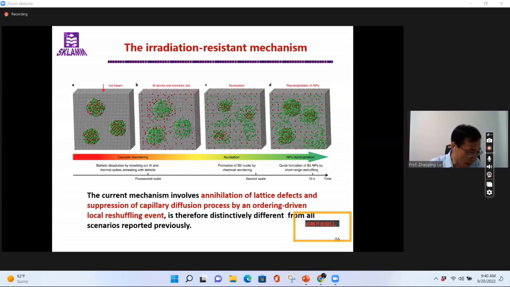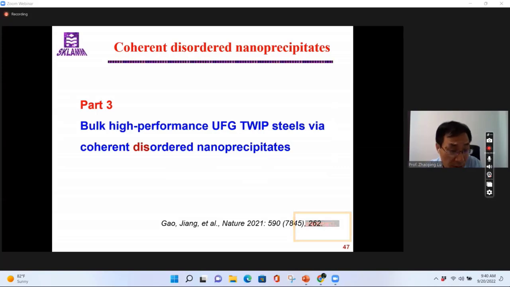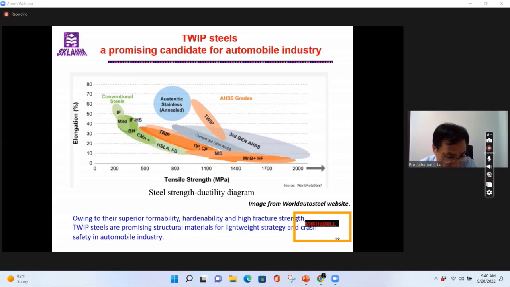Okay, I have a few minutes left, so now I'll move to the last case. Bulk high performance ultra-fine grain TRIP steels by coherent disordered nanoprecipitates. In the previous two cases, we used ordered nanoprecipitates, but in this case, we use disordered nanoprecipitates. So why TRIP steel? TRIP steel has superior formability, hardenability, and high fracture strength. So they are very promising for lightweight strategy and crash safety in the automobile industry.